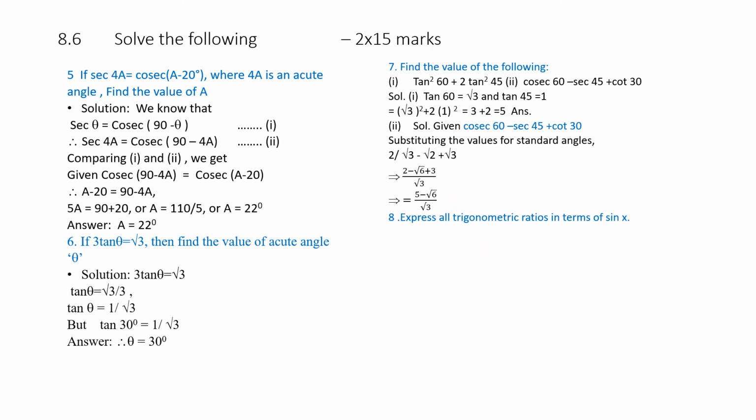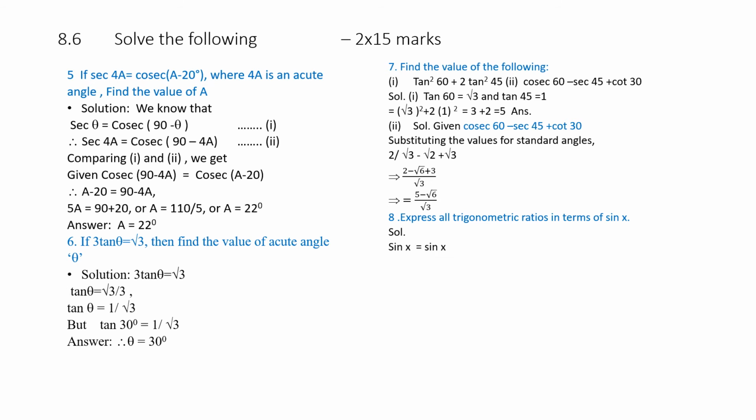So, we will take up question number 8. Express all trigonometric ratios in terms of x. This is a 2-mark question. Solution. That is all trigonometric ratios. What are those trigonometric ratios? Sin theta, cos theta, tan theta, cosecant theta, secant theta and cot theta. Here it is given, theta is given as x. Hence, you have to write in terms of x.